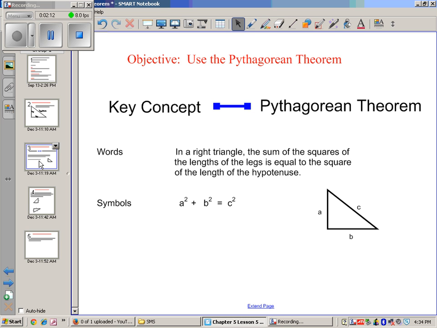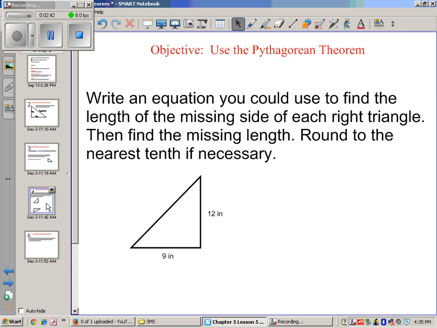Here we go, a key concept for the Pythagorean theorem. In a right triangle, the sum of the squares of the lengths of the legs is equal to the square of the length of the hypotenuse. Or if you've probably heard this before, a squared plus b squared equals c squared. Or take the converse, so c squared equals a squared plus b squared. Doesn't matter how you do it, it's all the same. We're going to get into some examples here right now on slide 4.